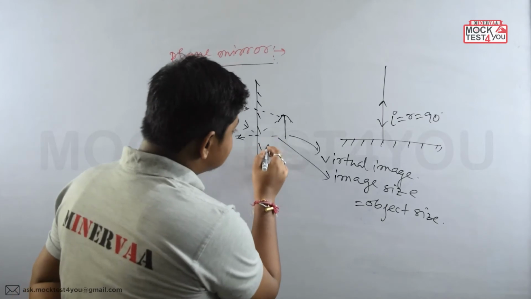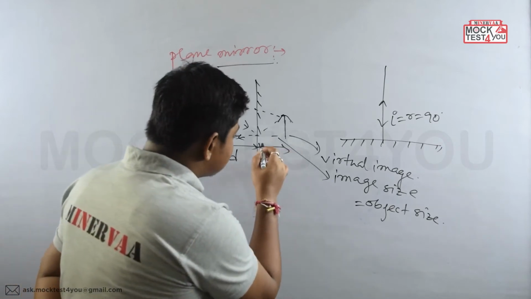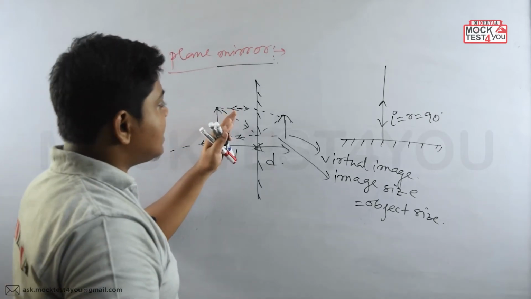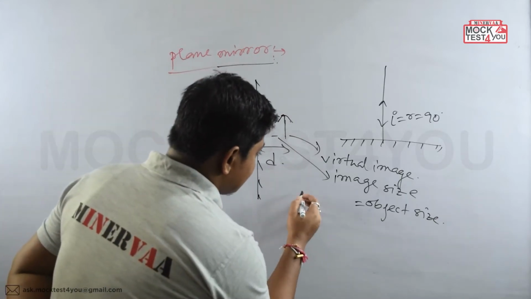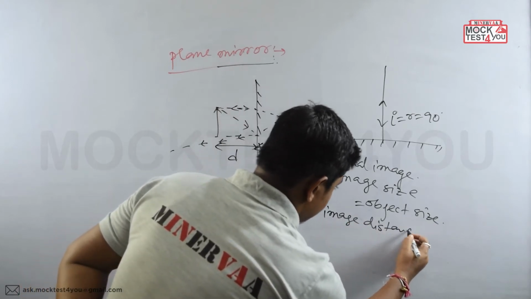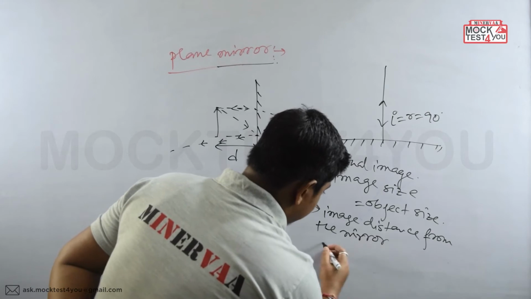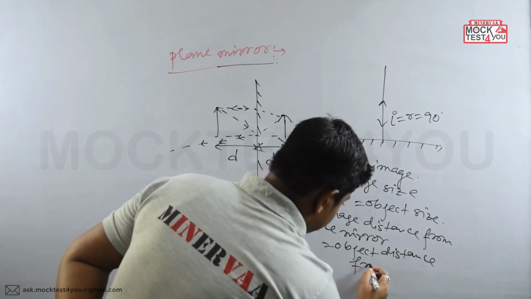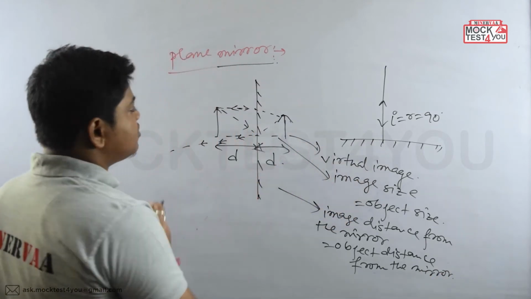The third property is that if the object distance is equal to d, then obviously the image distance will also be equal to d. If you place the object close to the mirror, then you will get the image at the same distance from the mirror. So the third property I can write is that the image distance from the mirror is equal to the object distance from the mirror. Object distance and image distance both are measured with respect to the mirror.